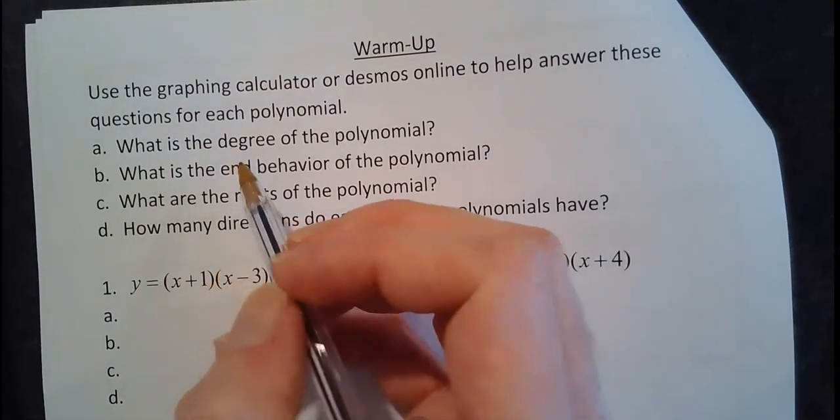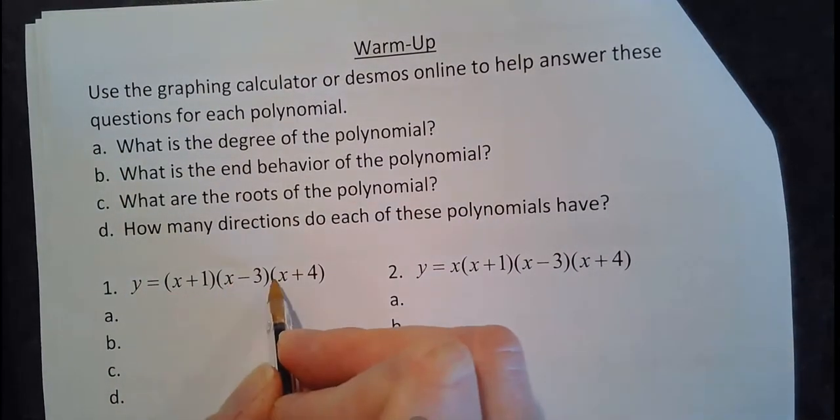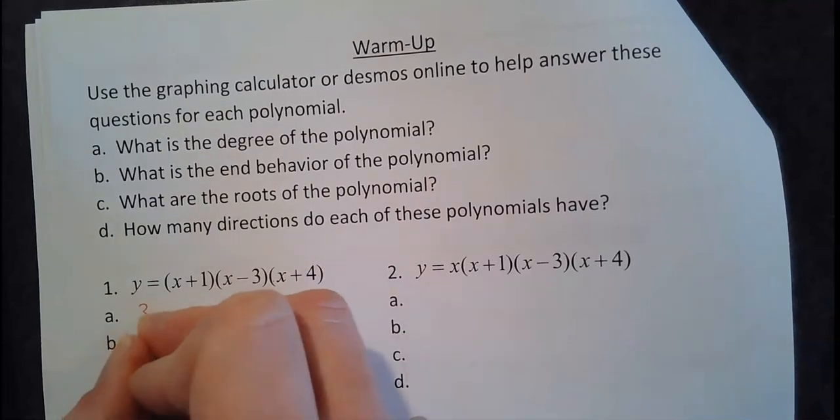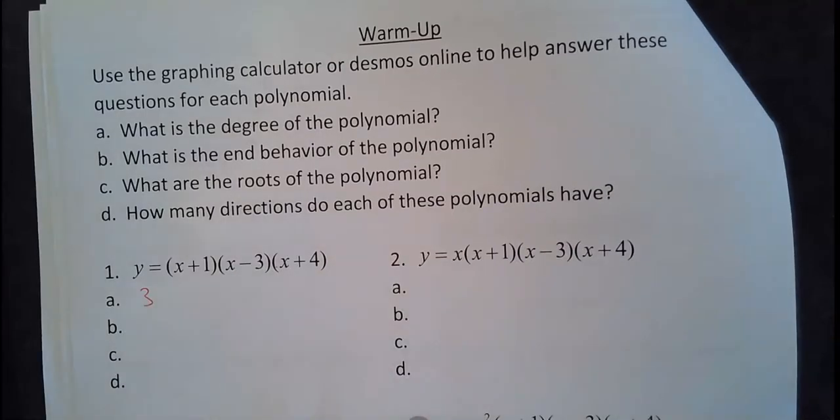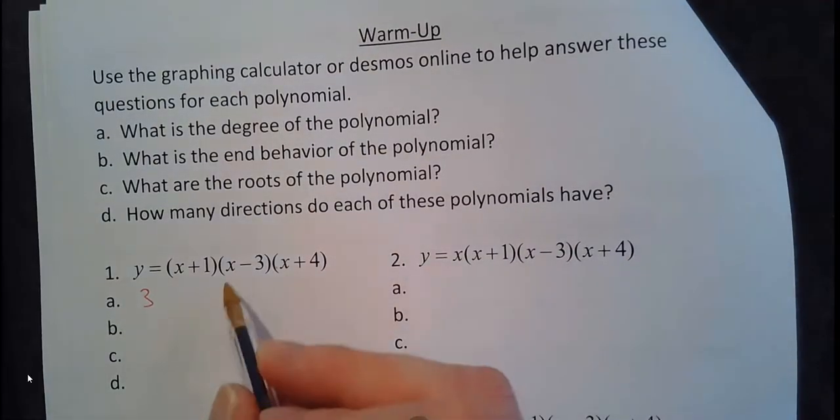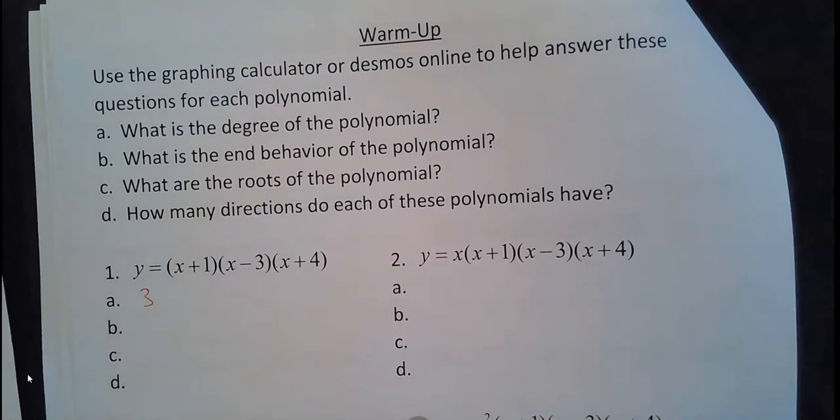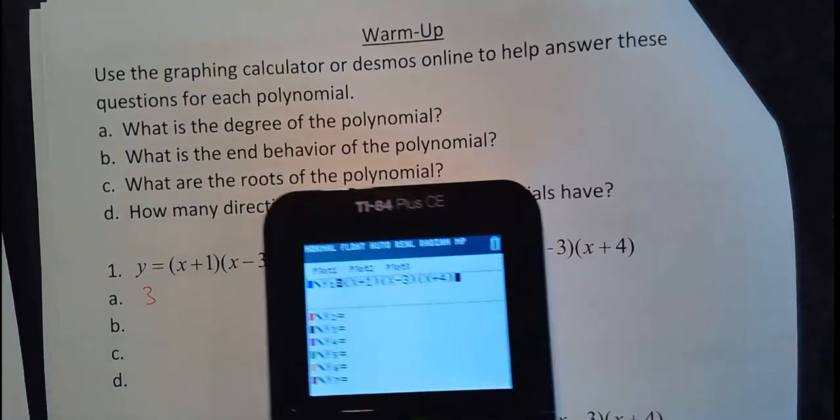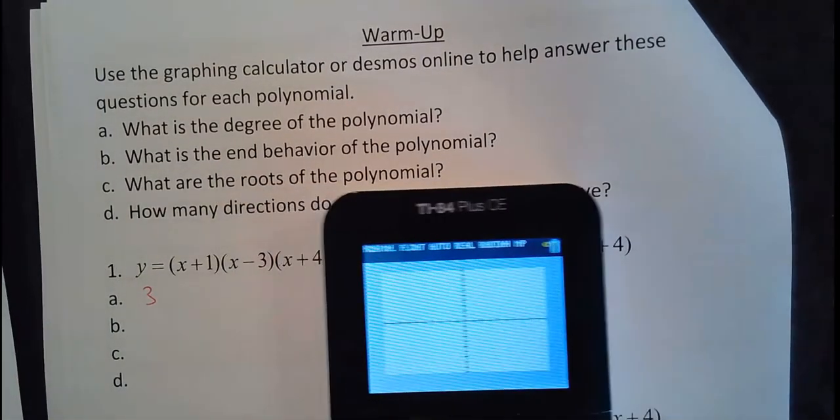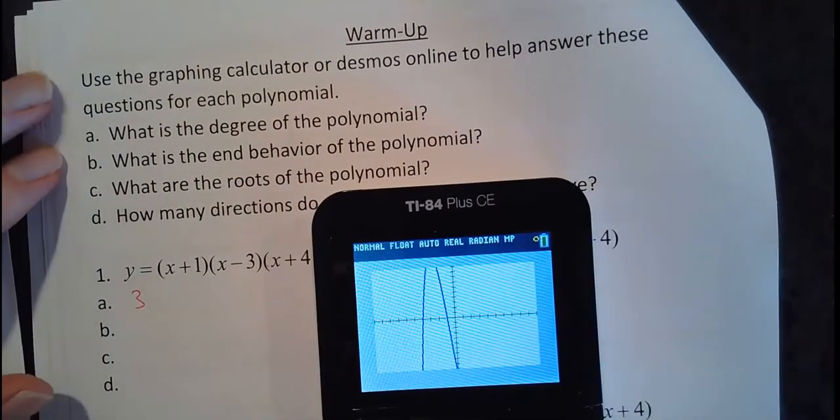Somebody else do one together. So the degree of this, so x times x times x. Even though there's a whole bunch of other stuff, it would be x to the third power. Okay. What is the end behavior? Well, you'd only know that if you type it into a calculator. So I want you to type in your calculator. So put it in the calculator, hit graph, and just real quickly here, what's the end behavior?